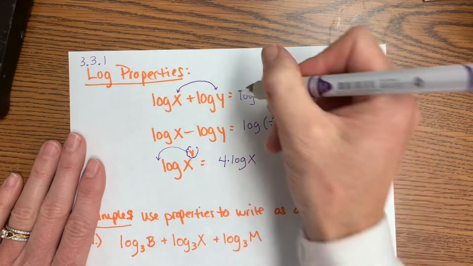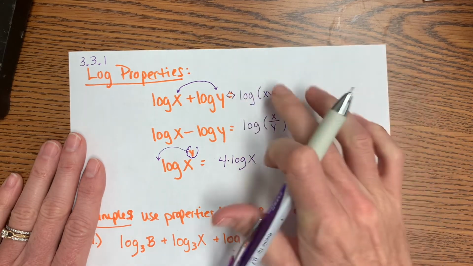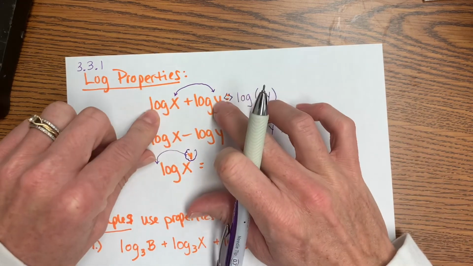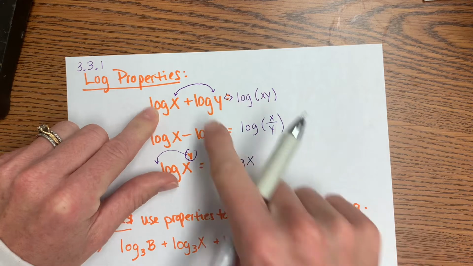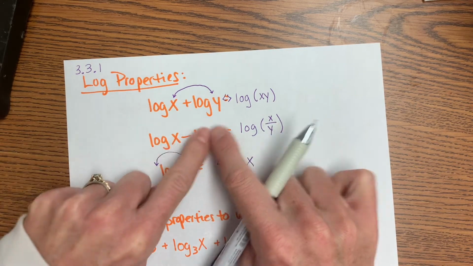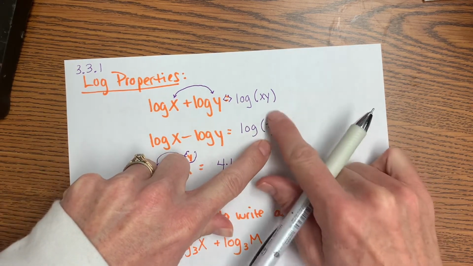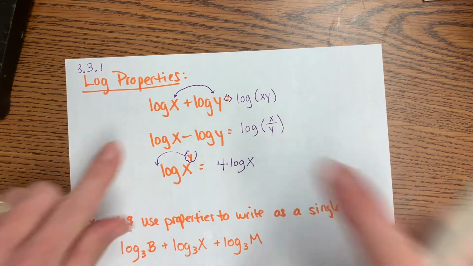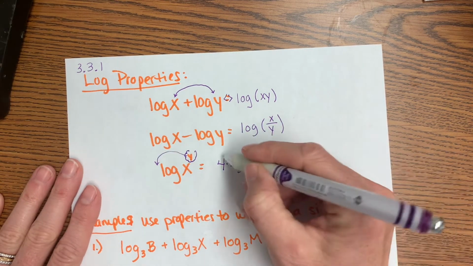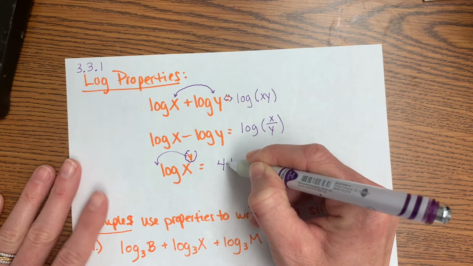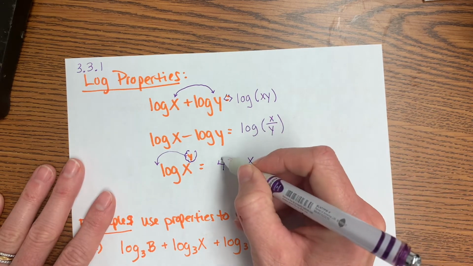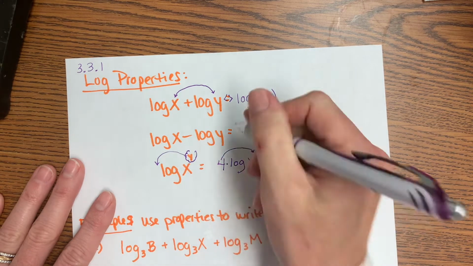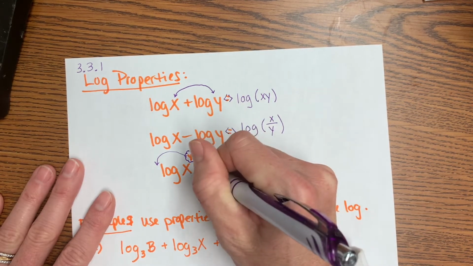And these properties work both directions. So if they're multiplied, I could split them up into two logs being added. And if they're subtracted, I could go into division, or if they are divided now in one log form, I could split them back up into subtraction. So you can go back and forth. So this number out front, if there's a multiplier, I could actually take it back and put it back to the exponent and go back to this form. So these properties go back and forth.